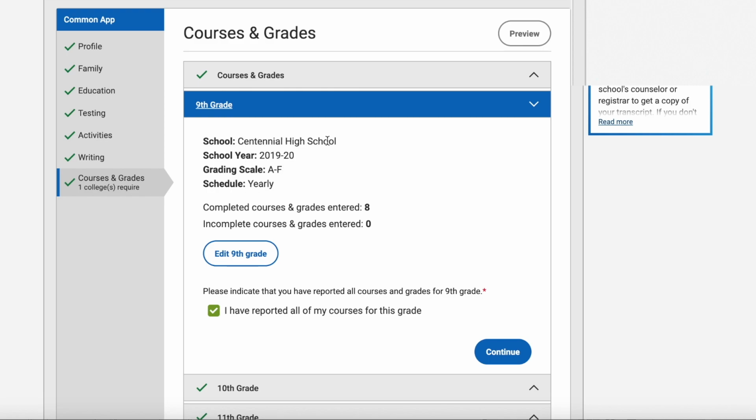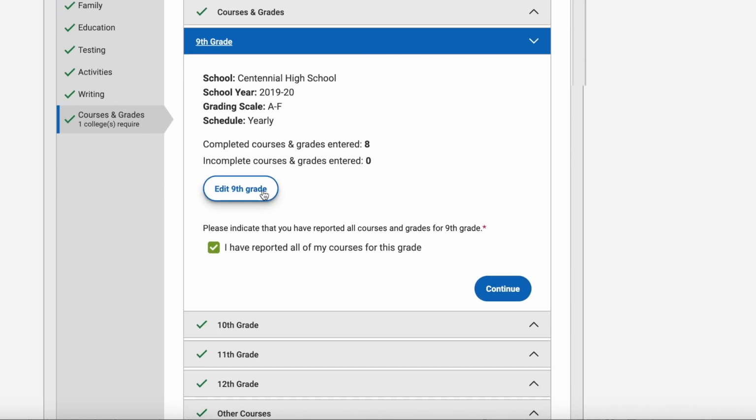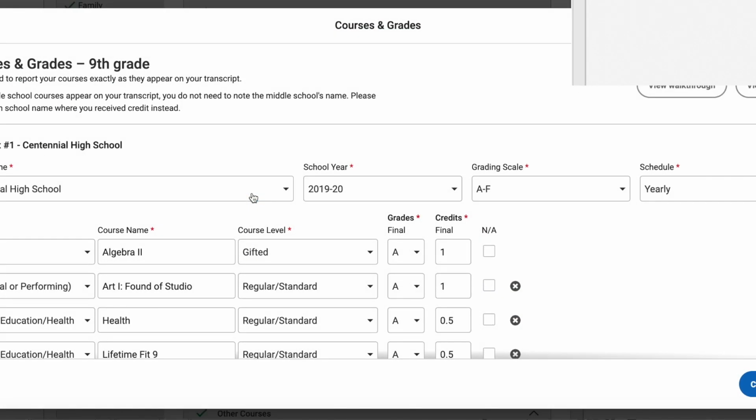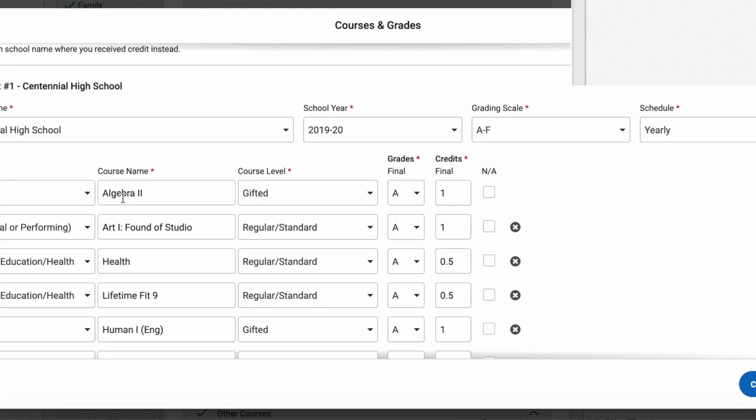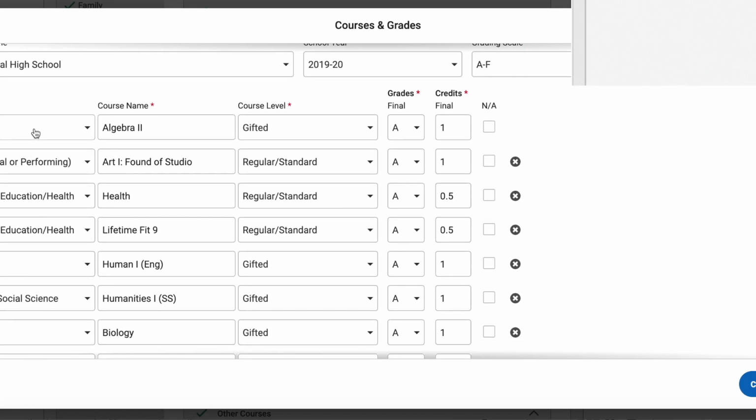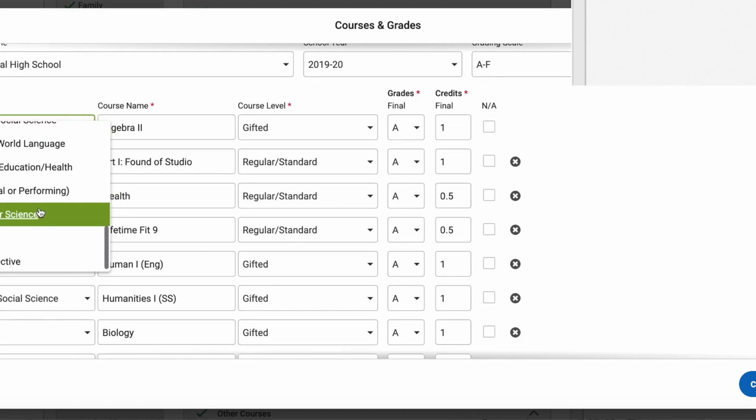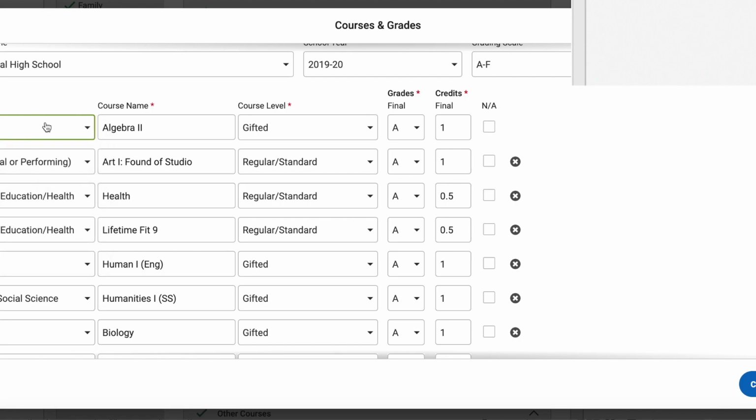Now, let's go on to this. Basically, you're going to have to choose your school, the school year that you were in 9th grade, the grading scale that your school used, and then the schedule that your school goes by. Now, it's going to give you this box, edit 9th grade. And here you are going to put everything about your score report or your academic report for 9th grade. So here are all the classes I took, and it gives you a list, right? What was the course name? It was algebra, but I took algebra 2 in 9th grade.